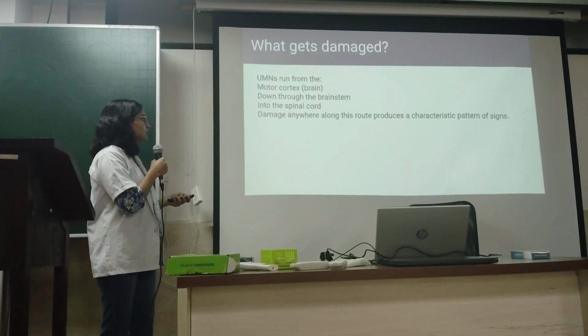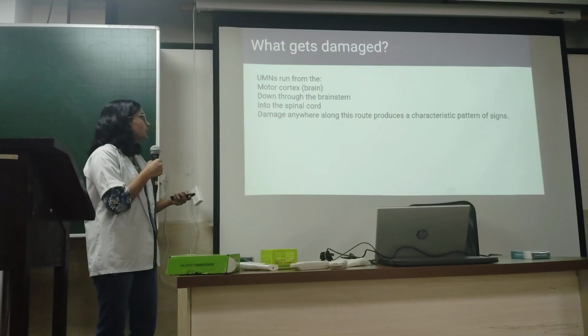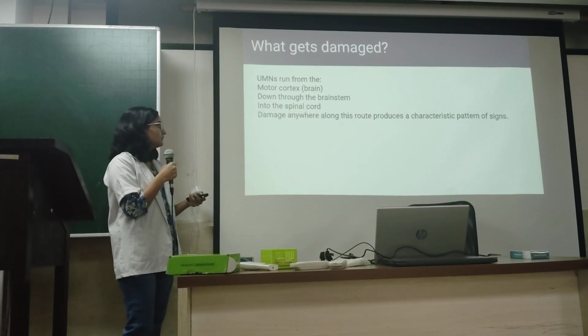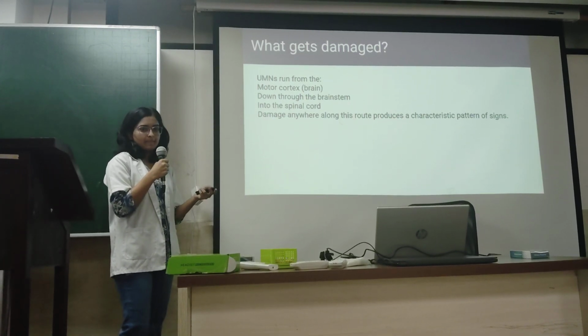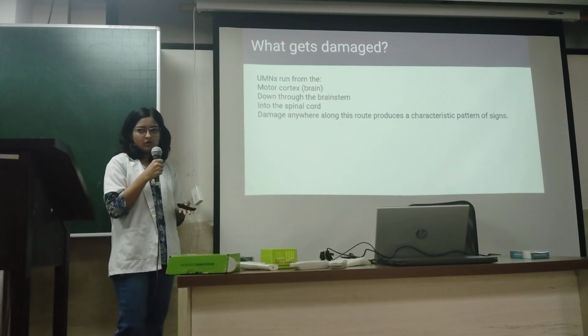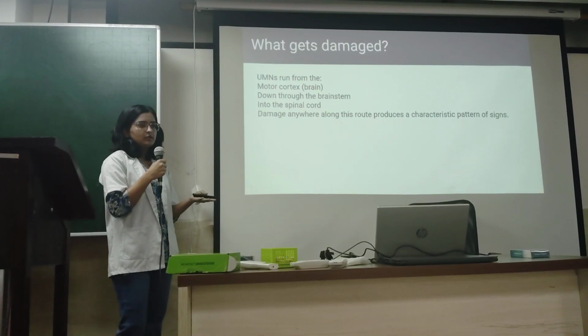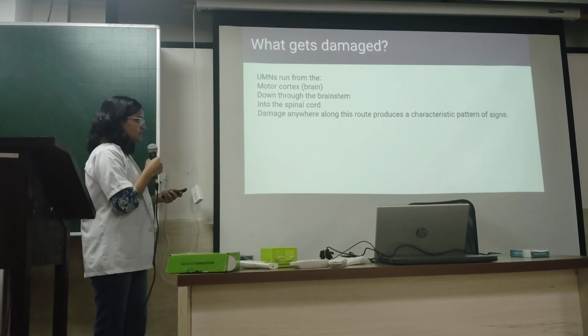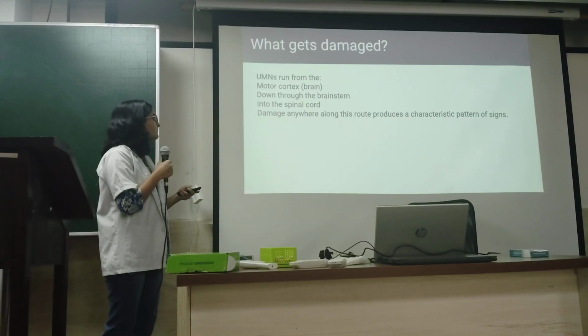What gets damaged in the upper motor neuron? Upper motor neuron runs from the motor cortex through the brainstem into the spinal cord. Damage in this region produces the characteristic patterns of signs.